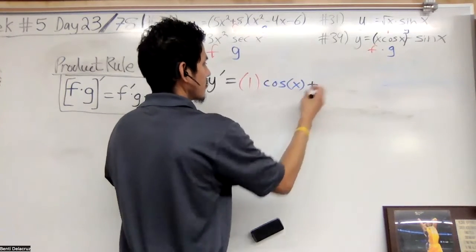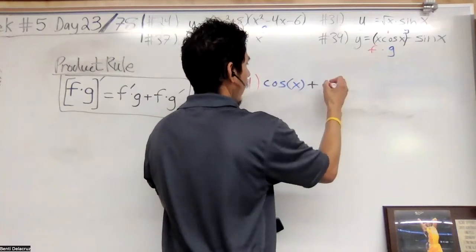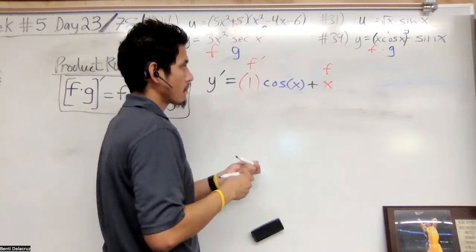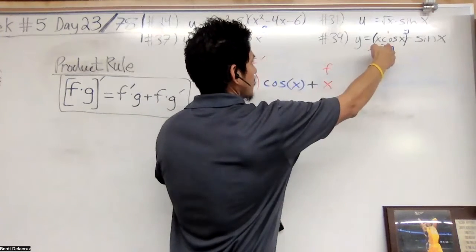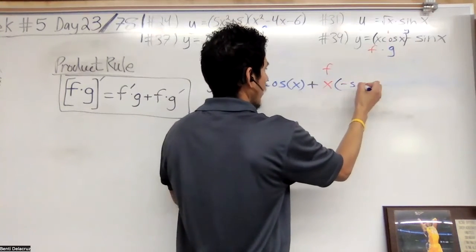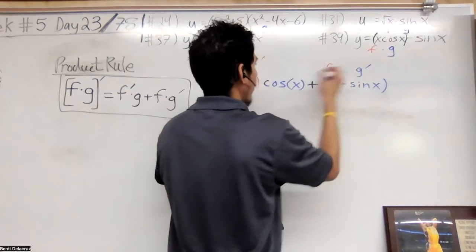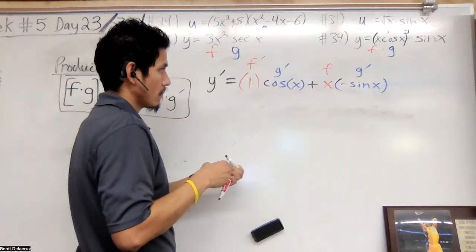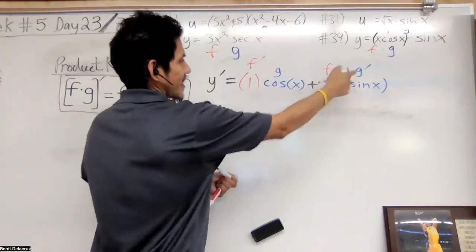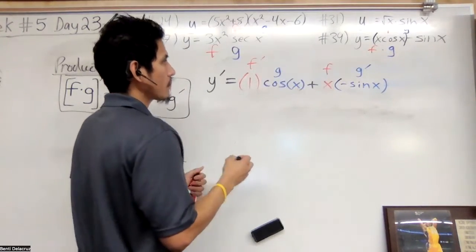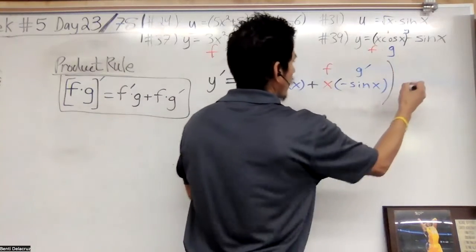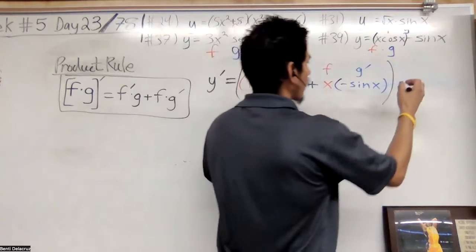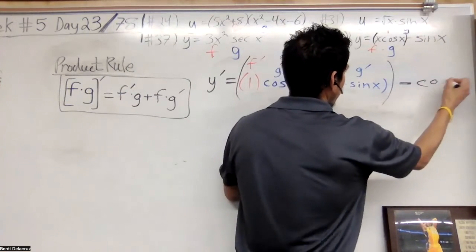Then we add that to f. Again, that's our f. This is our f prime times the derivative of g, so times the negative sine of x. That's our g prime. So again, we have f prime times g plus f times g prime. So that's that first part. Then from it, we just subtract the derivative of sine of x. It's just like a normal expression. The derivative of sine of x is cosine of x.